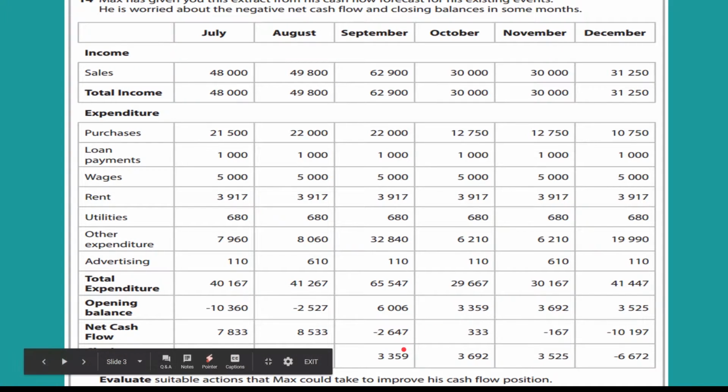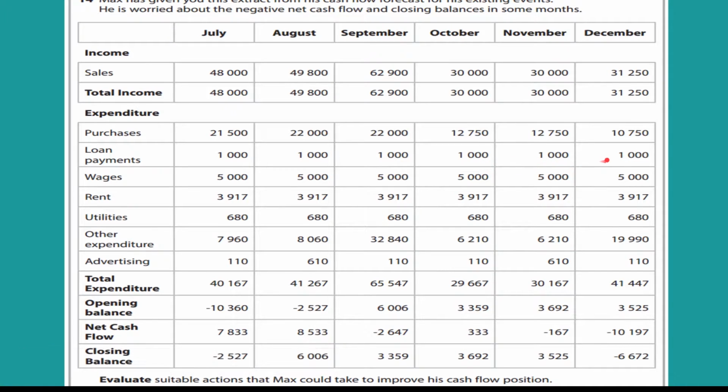So the question is really focusing on improving this situation. How can we improve it? We can see that he's already got a loan, and he's making loan payments, so I'm less likely to identify a loan as a potential option here, and it's worth stating that to the examiner. But broadly speaking, I would think about reducing these purchases, or certainly delaying the payment of these purchases, because these are considerable amounts of money.